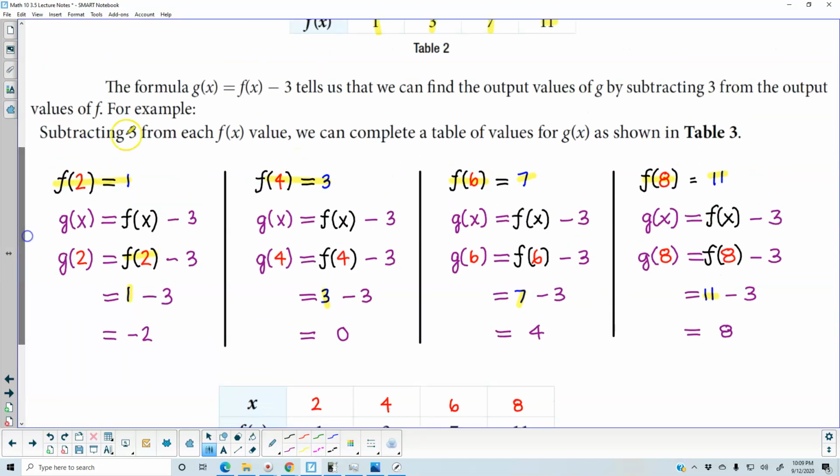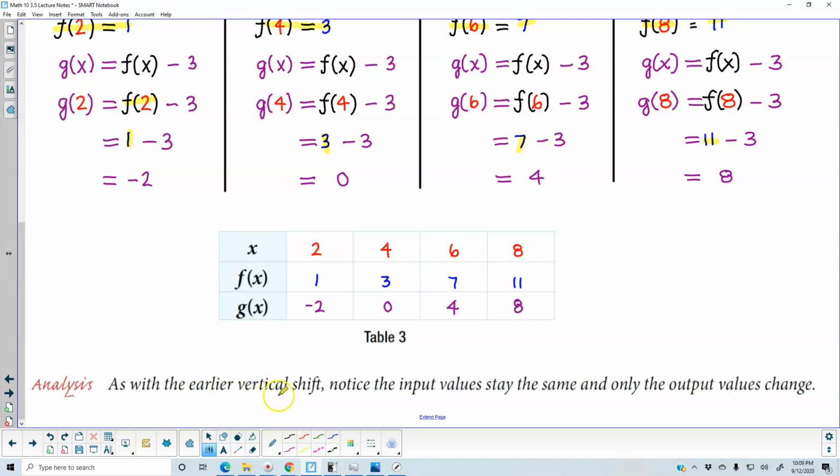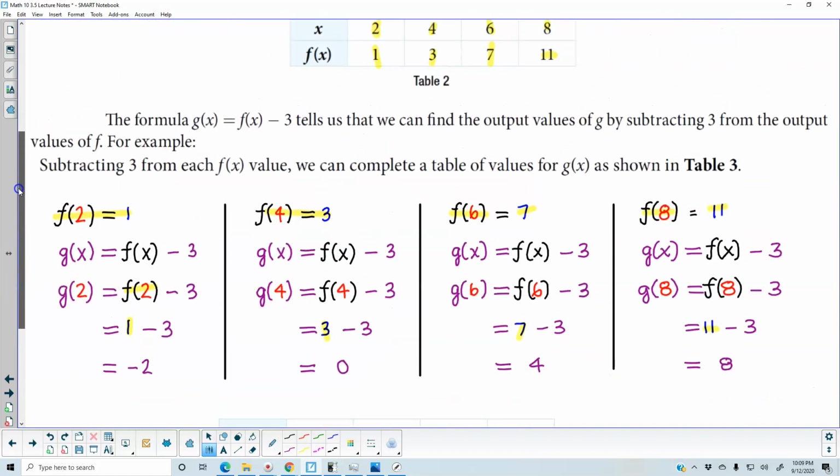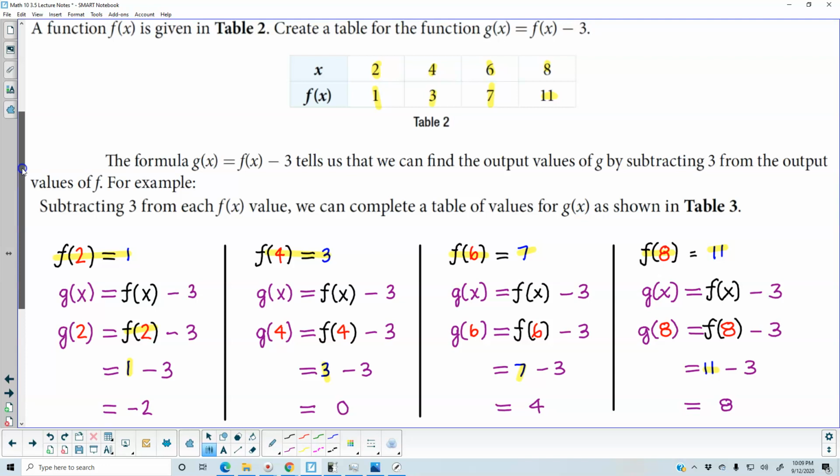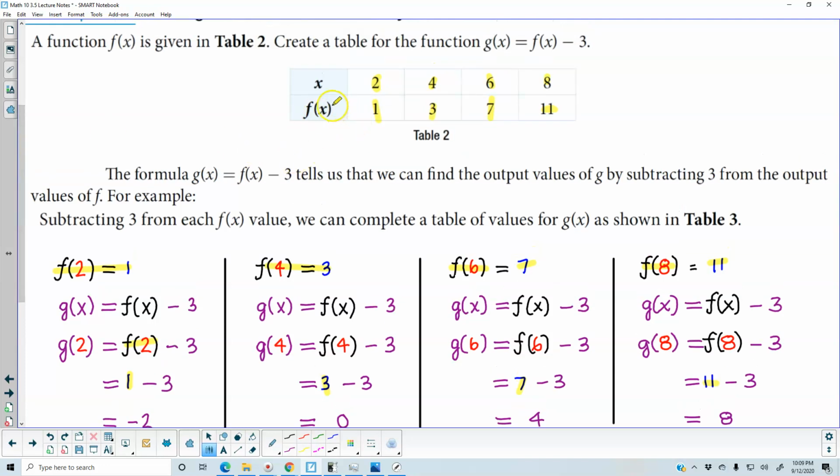So again, going back to our statement, the formula g of x equals f of x minus 3 tells us that we can find the output values of g by subtracting 3 from the output values of f. And that's how we got those results. Now, as with the earlier vertical shift, notice that the input values stay the same and only the output values change. That's because it's a vertical shift, and if it's a vertical shift, you're going to be changing the outputs, not the inputs.